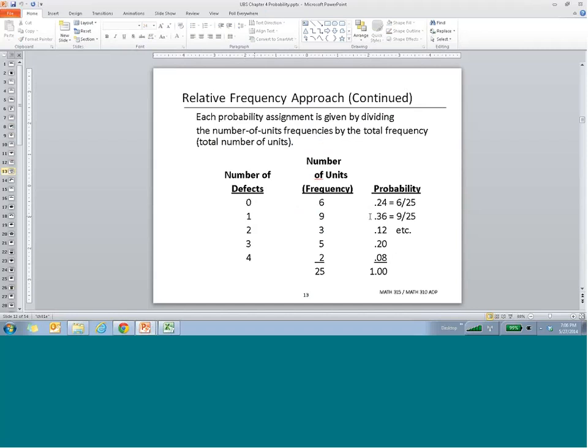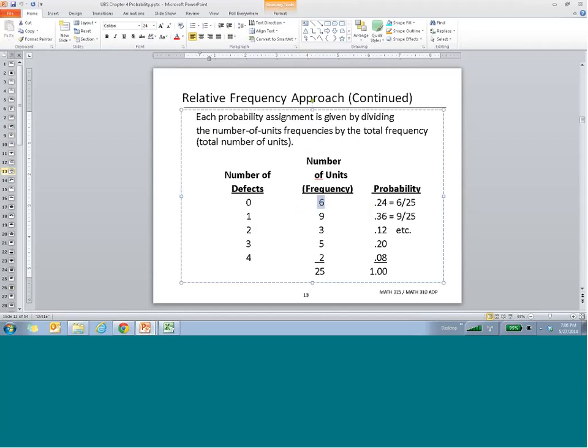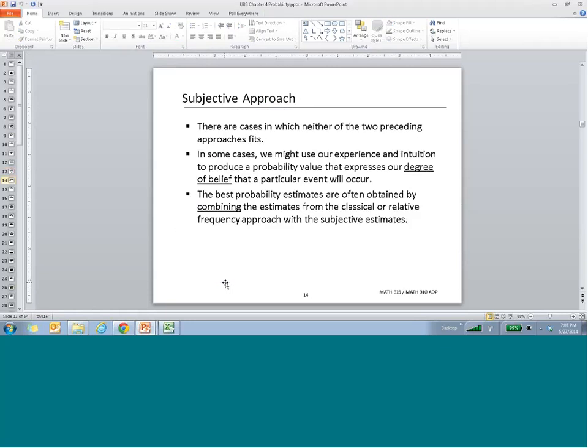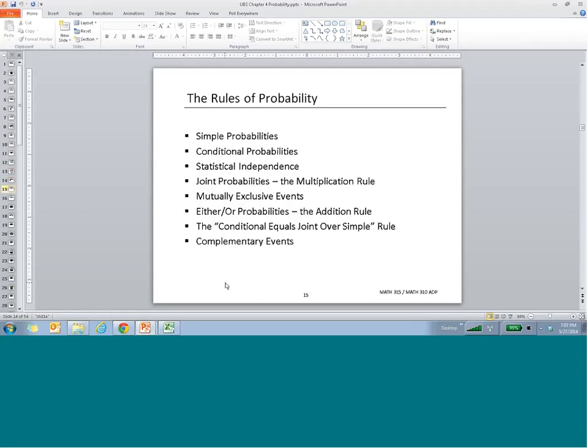The second way of doing it is, instead of saying the number of times that it happened, the total samples was 25. And for the number of samples that had 0 defects, there were 6 of them. 6 divided by 25 gives me a 24% possibility of this, 36% possibility that there would be 1 defect, etc. So that's the relative frequency of a defect in this sample, or the relative frequency of a probability, more generalized. And then subjective is, I like it, that's a guess. And so we're not going to try to guesstimate. We're going to use the other options.